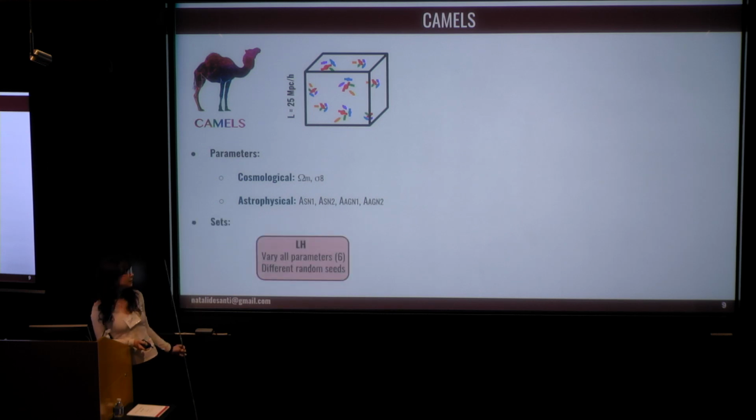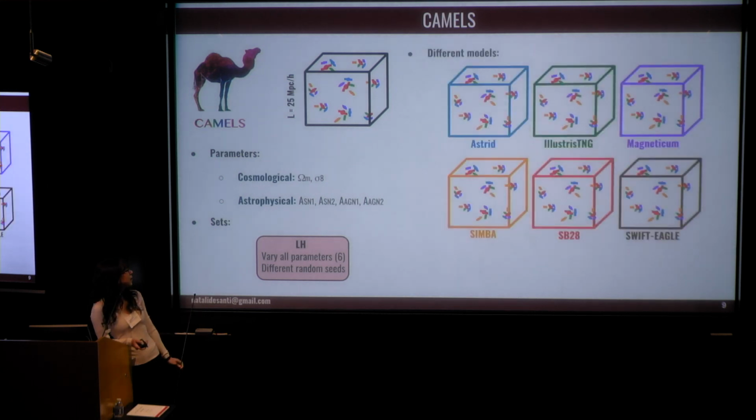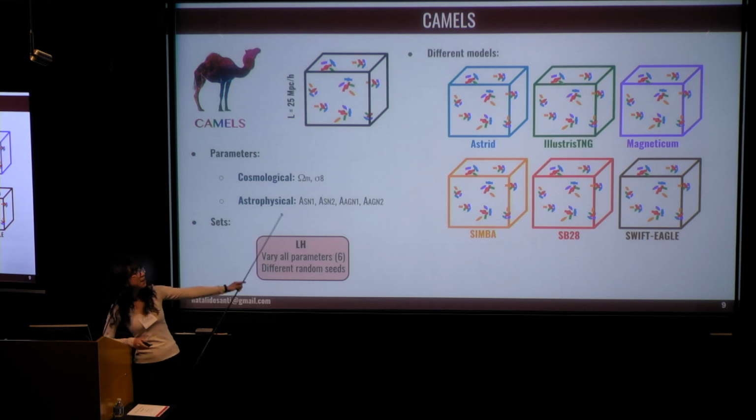The set that we are using to train the machine learning model here is the LH set, which stands for Latin hypercube, where we are able to vary all these six parameters, varying the different random seeds as well. We are using this set to train the machine in a way that we are marginalizing over the astrophysical parameters. And then we have different subgrid physics models: Astrid, IllustrisTNG, Magneticum, Simba, SB28, and SWIFT-EAGLE.